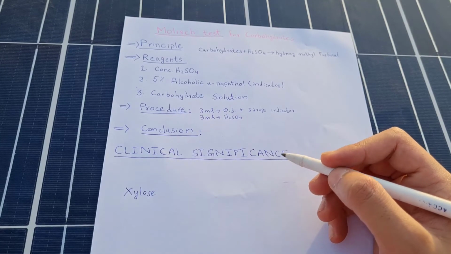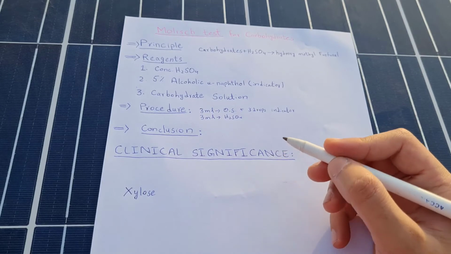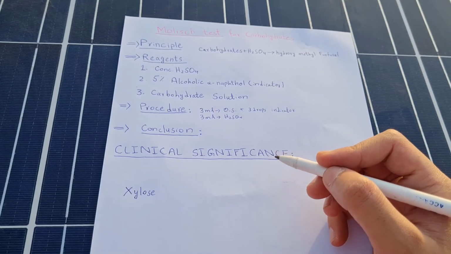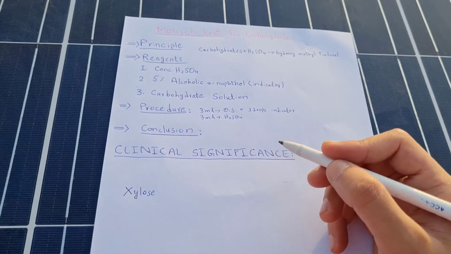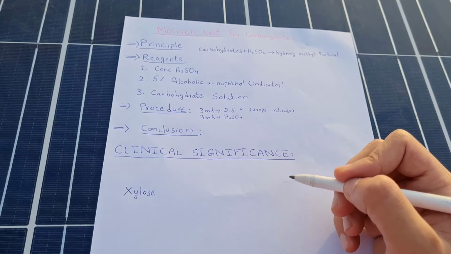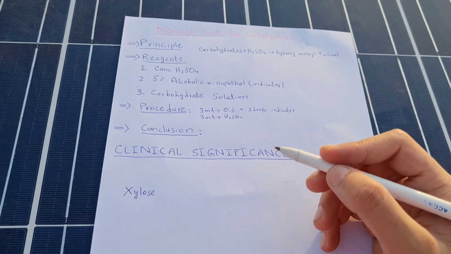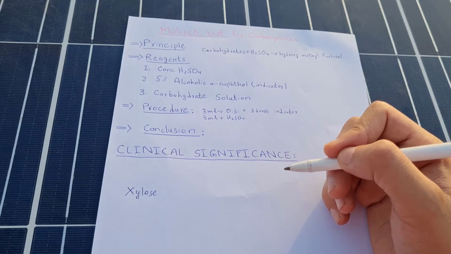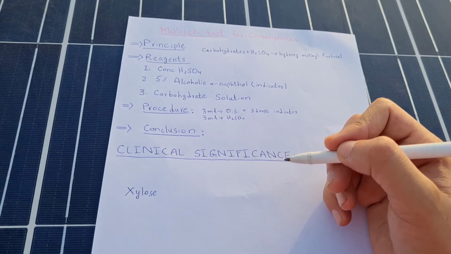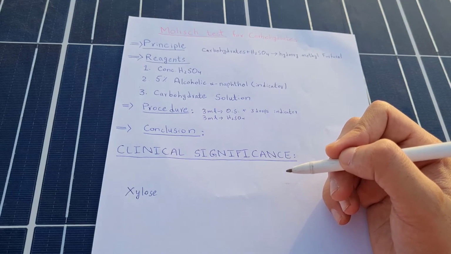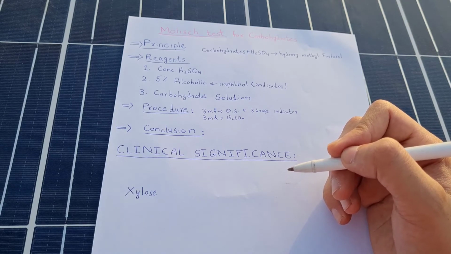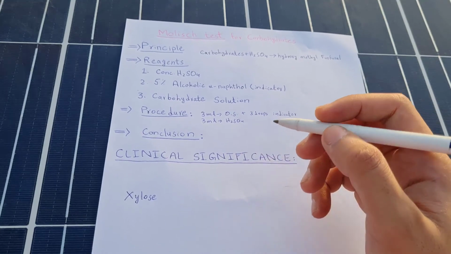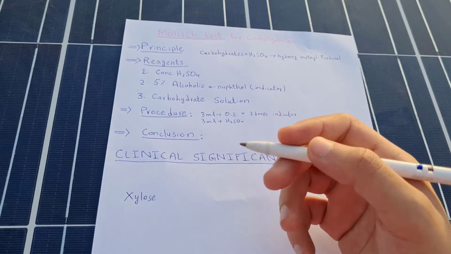This test is used worldwide to detect malabsorption in the small intestine. As we know, all the nutrients which we take in through our diet are absorbed in our small intestine. So this test is used to detect malfunctioning of the small intestine in absorbing carbohydrates, because this is a test to detect carbohydrates. Now we will talk about how we do this test on a patient.